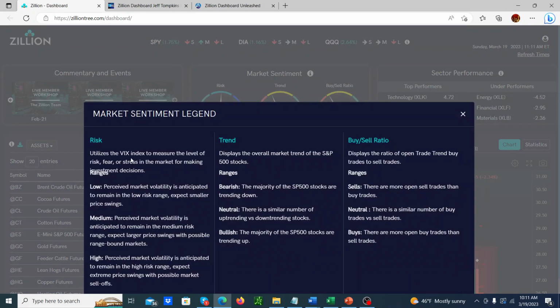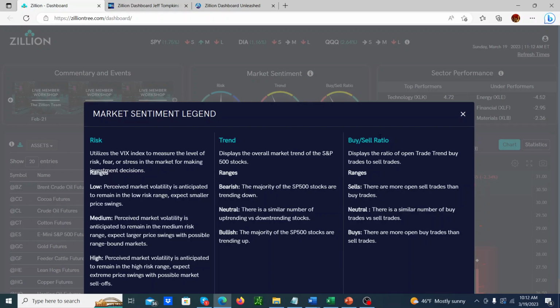So the risk utilizes the VIX index to measure the level of risk, fear, or stress in the market. Low means that the perceived market volatility is anticipated to remain in the low range, so expect smaller price swings. And high is perceived market volatility is anticipated to remain in the high risk range. Trend displays the overall market trend of the S&P 500. The majority of the S&P 500 stocks are trending down if it's bearish, and obviously the reverse if it's bullish. Buy and sell ratio displays the ratio of open trade trend buy trades to sell signals.